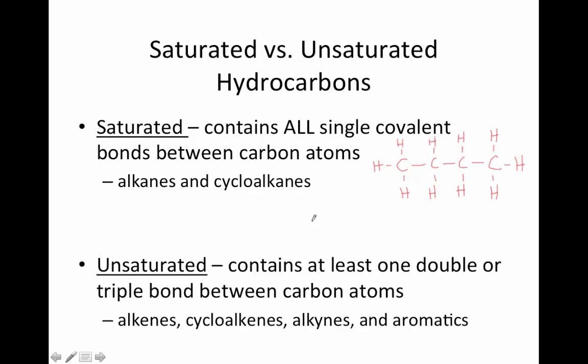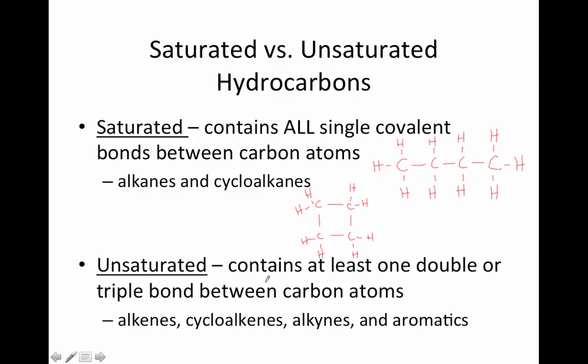If I were to draw a cyclobutane, I would have 4 carbons, and each one of these carbons would have 2 hydrogens. So this is the alkane, this is the cycloalkane. That is considered a saturated hydrocarbon.